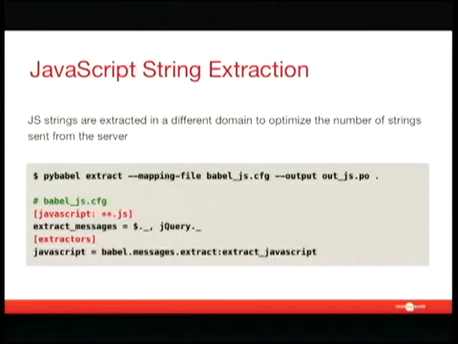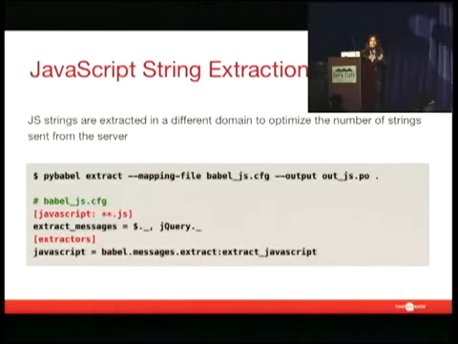The JavaScript strings need to be extracted in a different domain. This is because your server-side code is actually sending the JavaScript strings from the server to the client, and you really need to optimize the number of strings being sent from the server side to the client side. This is why you want to make sure that you're only extracting the JavaScript side strings in the process and that only those strings are passed along from the server side.